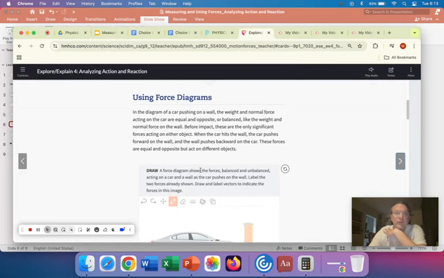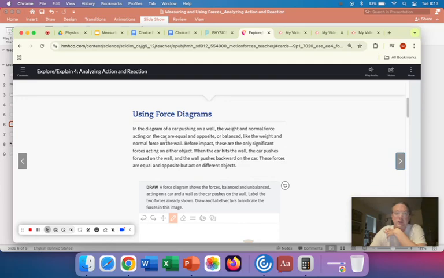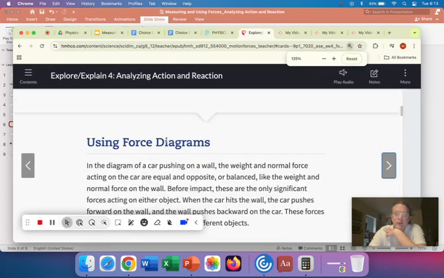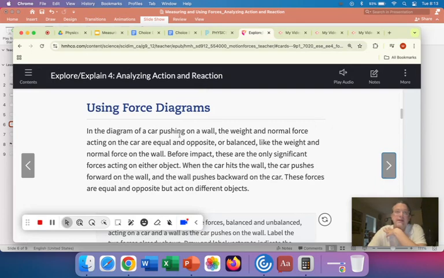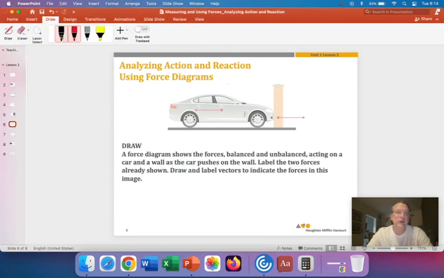Okay. So if we go to the ebook, we're going to think of this paragraph. And maybe I can zoom in here so you can get a better look. Okay, cool. In the diagram of a car pushing on a wall, the weight and normal force acting on the car are equal and opposite or balanced, like the weight and the normal force on the wall. So I can say that the weight of the normal force, let's draw.